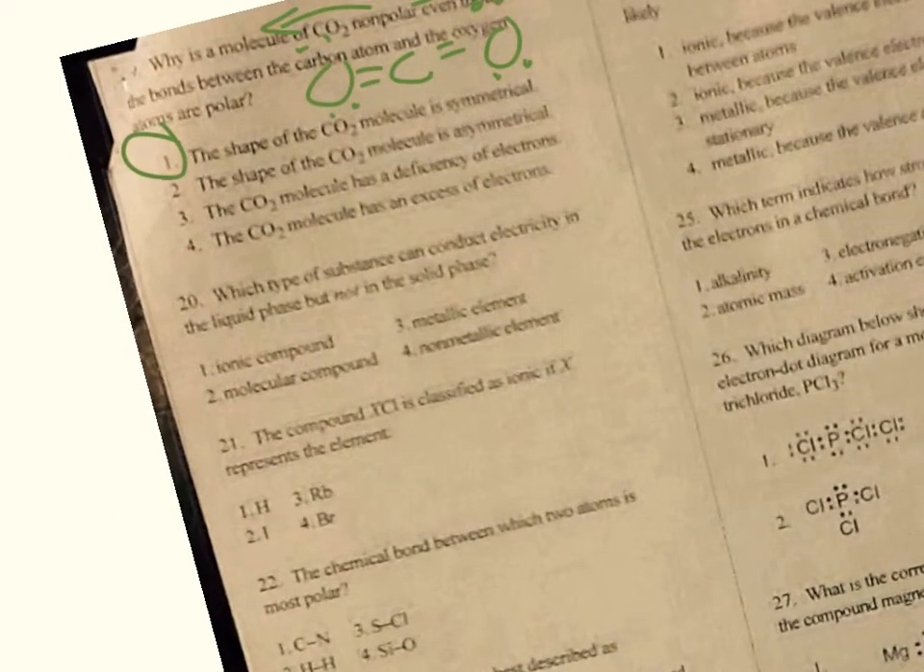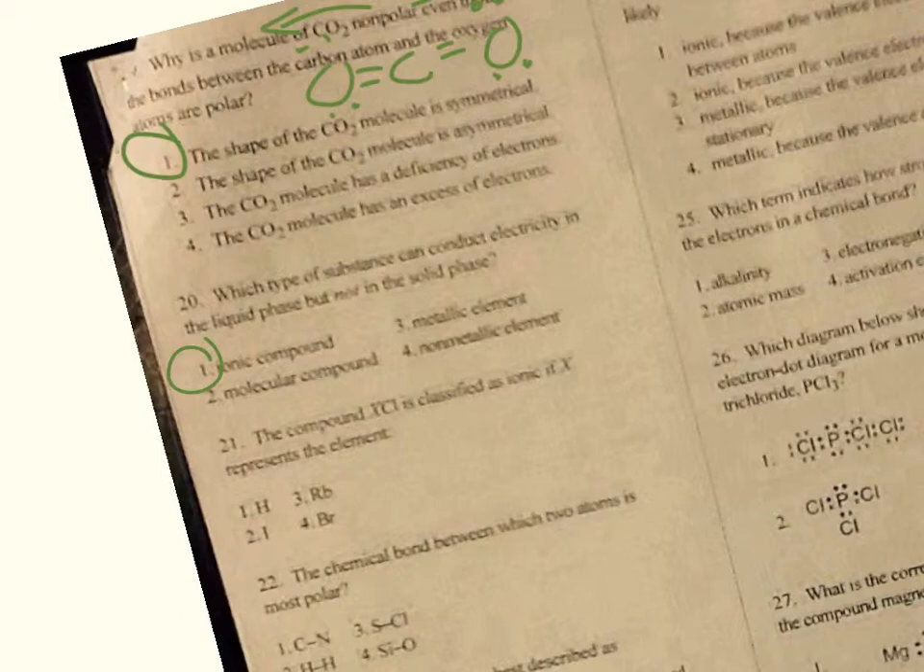Which type of substance can conduct electricity in the liquid phase but not the solid phase? We went through this. I did a demo. Metals conduct. Why? They have mobile electrons. Ionic compounds, however, only conduct when they are melted or they are mixed with water. And we specifically said that covalent compounds very rarely conduct. We also saw that in the lab that we did because I gave you the conductivity values.